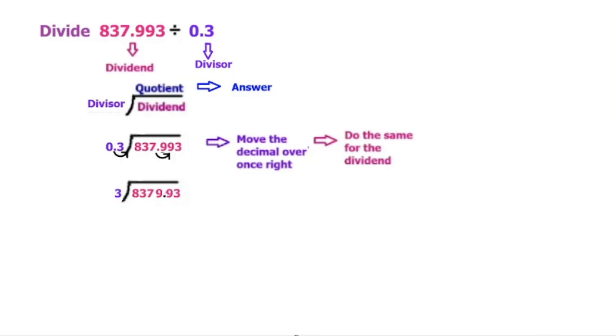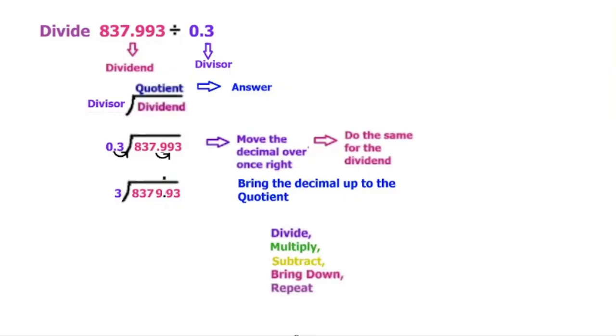So now let's rewrite it. So now we have 3 divided by 8379.93. Okay? So we moved the decimal over once, so now we could do a regular division. So bring the decimal up to the quotient. Don't forget, okay? Line those up and put it right there. So now we could just divide. And we use our formula of divide, multiply, subtract, bring down, repeat.